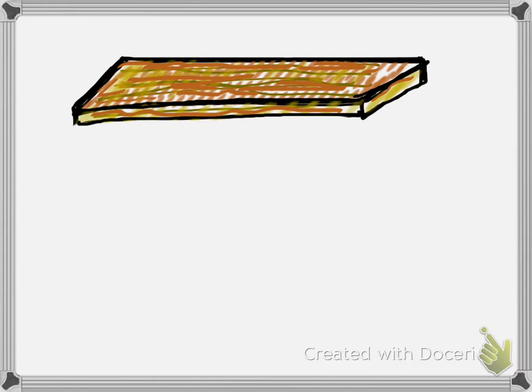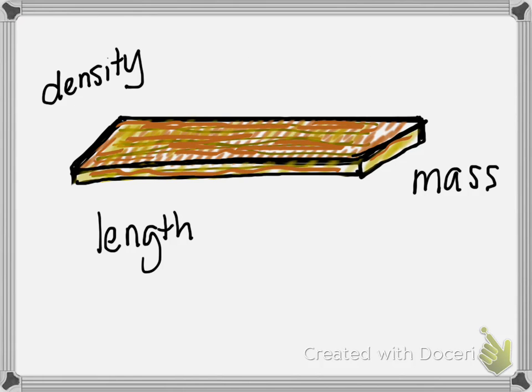If we take this board as an example and we want to make some measurements, there are a number of things that we could measure. Just for starters, we could measure its density, its length, or its mass. These are all quantities. The quantity is the thing that's being measured, and it's different from the units that we use to describe those quantities.